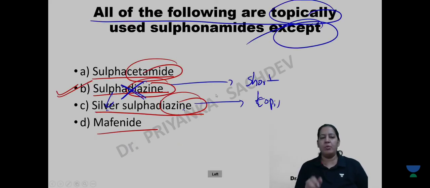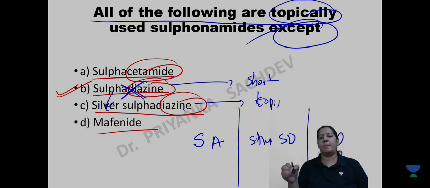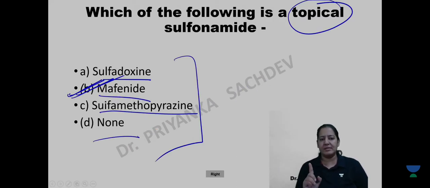You know the three topical ones. What are the three topical ones? It is sulfacetamide, it is silver sulfadiazine, and mafenide. These are the three topical ones. Mafenide is one of them. So the correct answer here is mafenide.